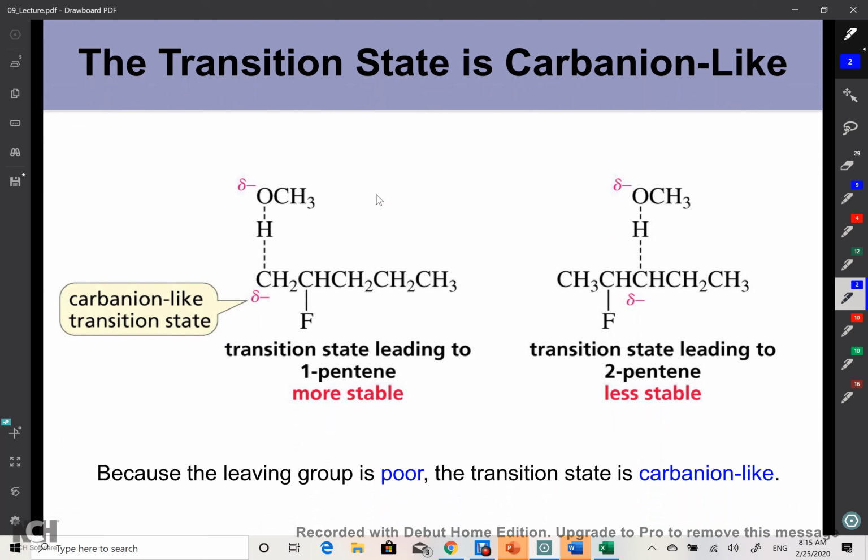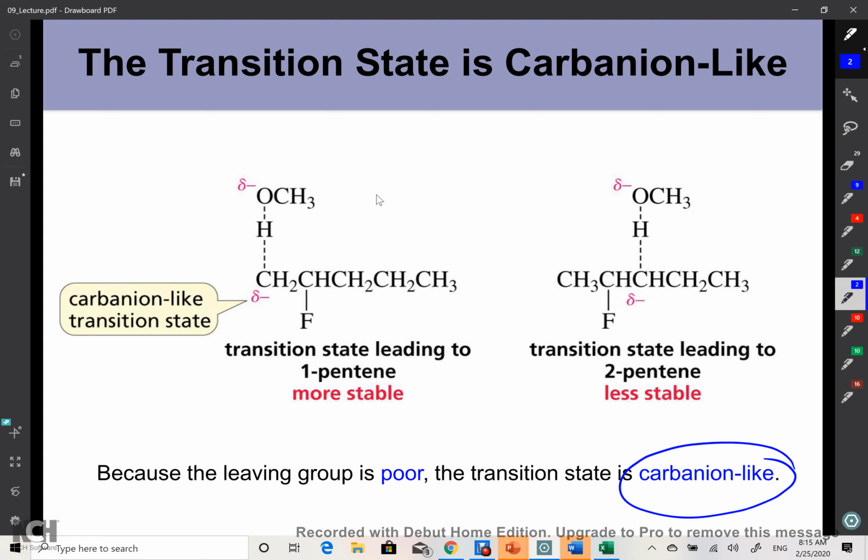And the reason for the exception lies at the level of the structure of the transition state. The transition state formed by 1-pentene is more stable compared to the transition state formed when you generate 2-pentene. That's simply because the fluoride is a poor leaving group. The fluoride is a poor leaving group, so it doesn't want to go. And so it makes the transition state have what we call a carbanion-like structure.